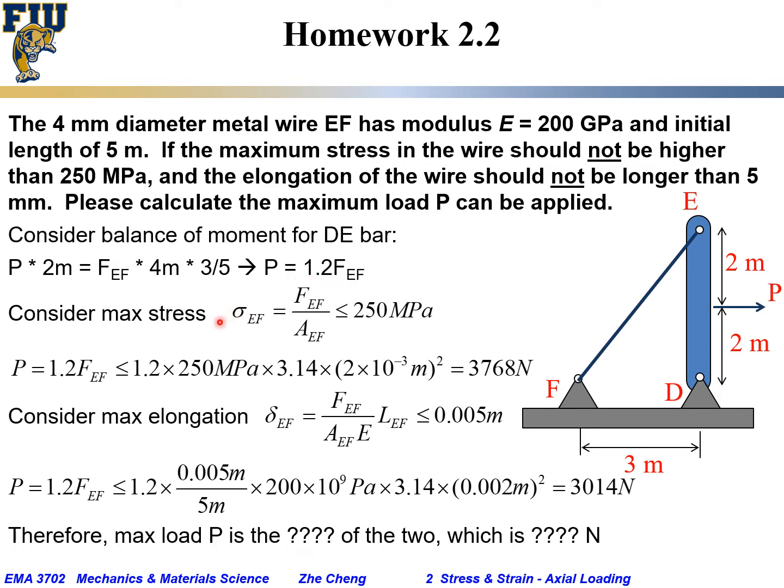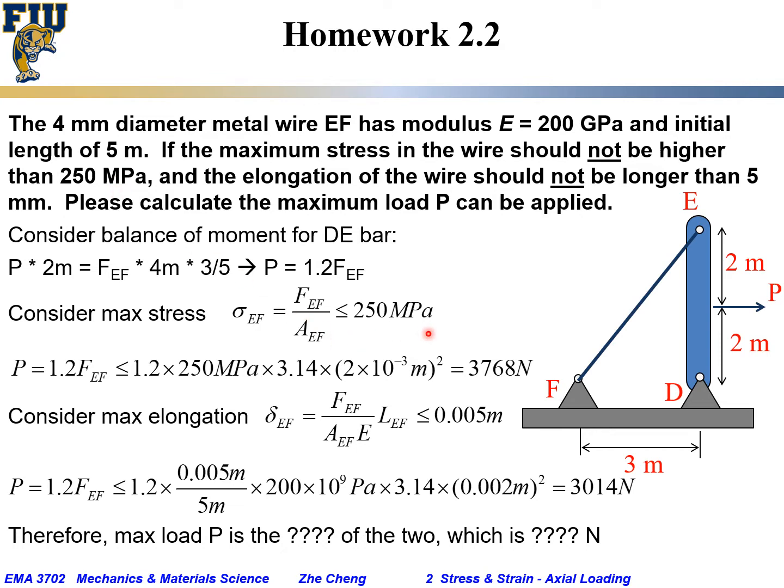Then let's consider the maximum stress. We set the maximum stress within the EF wire. Maximum stress, what's the definition? Normal stress would be force over area. FEF would be the tensile force or internal force within the wire, and the AEF would be the normal cross-section area for the wire. We said this ratio, this stress, this force over area should be smaller than, remember, 250 megapascal.